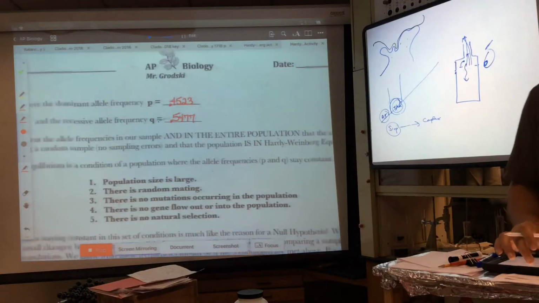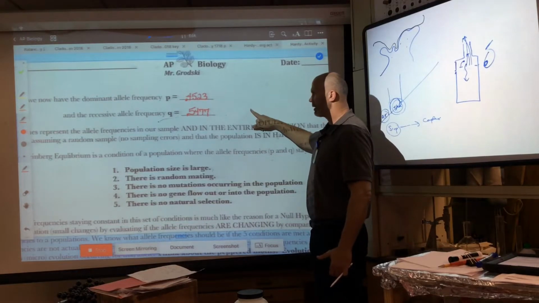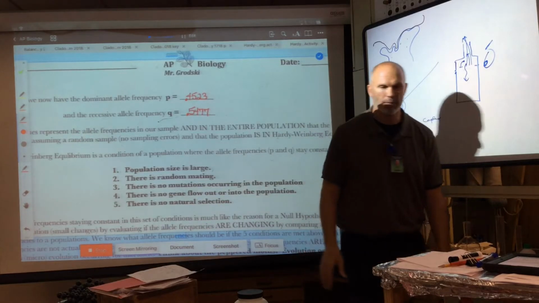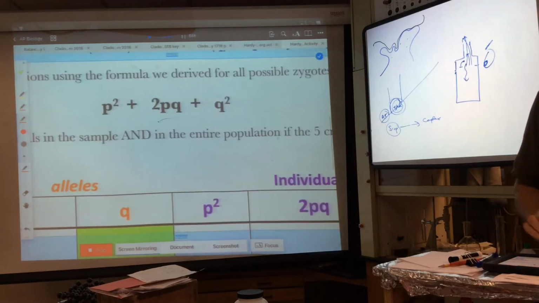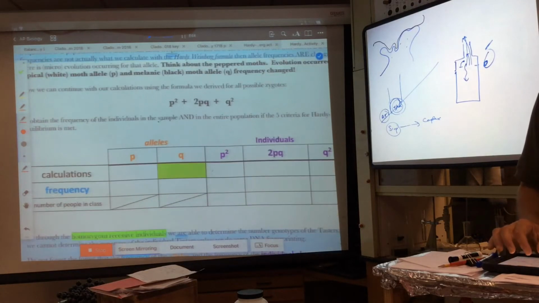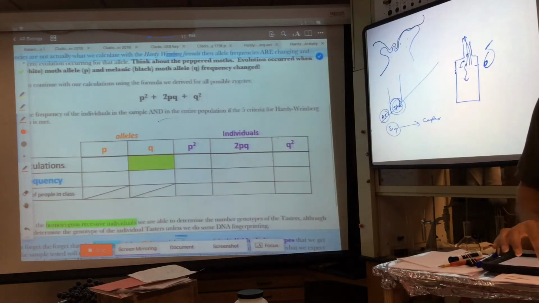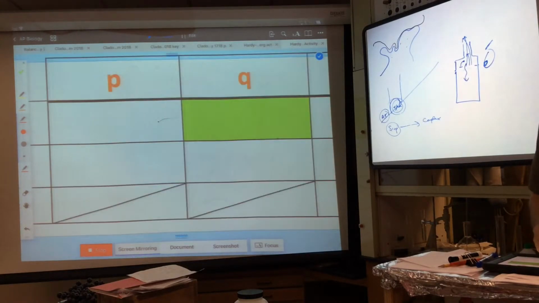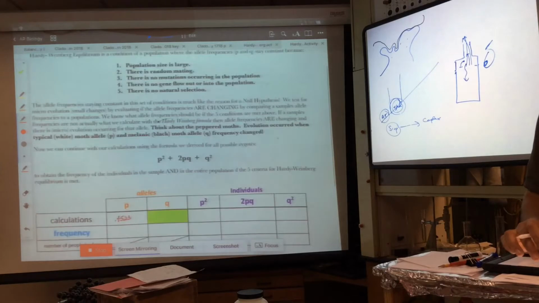Of course, these are the frequencies of the individual alleles in society, and these would represent the ones that are not changing if these 5 things we talked about are held true. Okay, so now that we have this formula, let's go solve for the rest of this. So I guess I'm rewriting stuff all over the place. Okay, so P is 0.4523, and my Q is 0.5477.